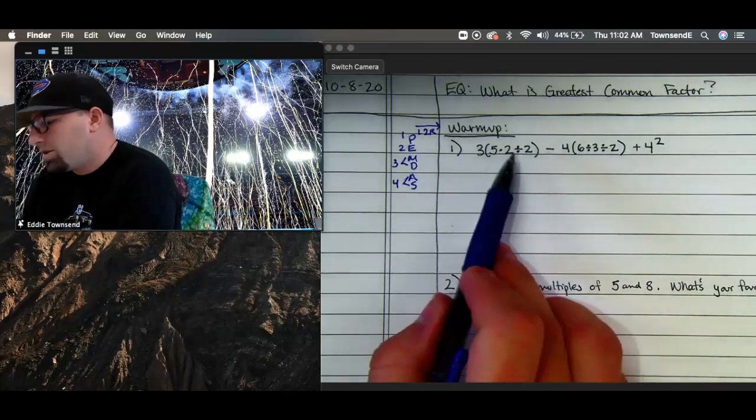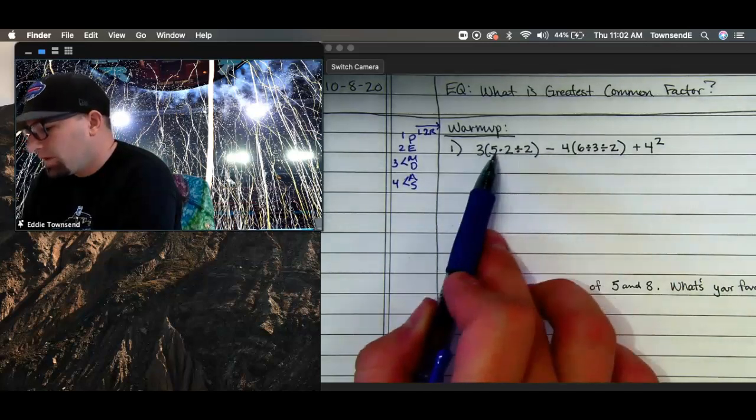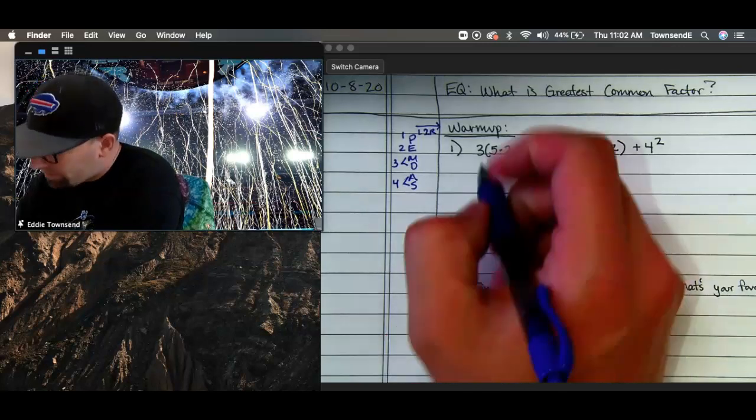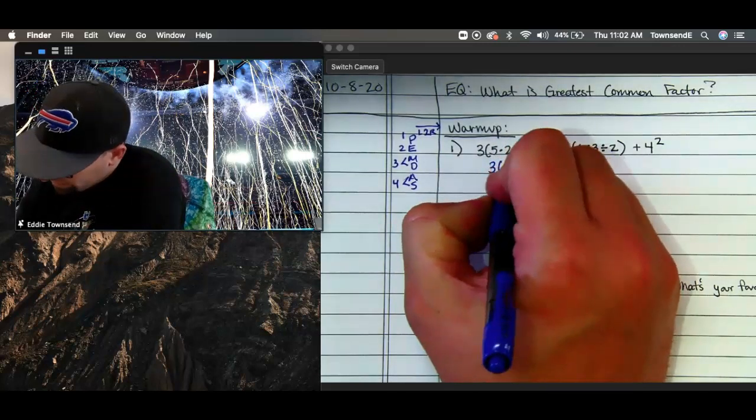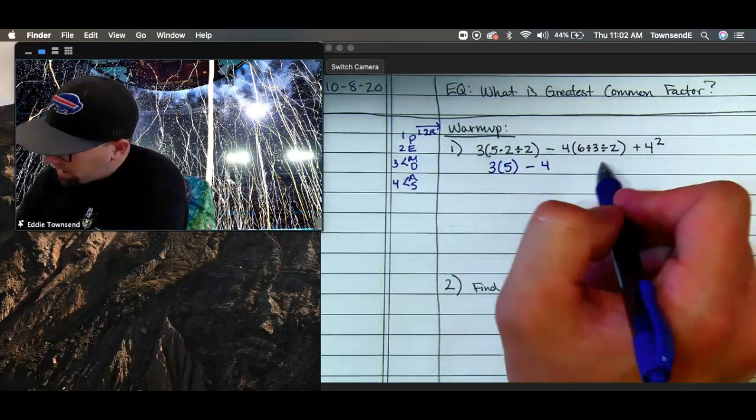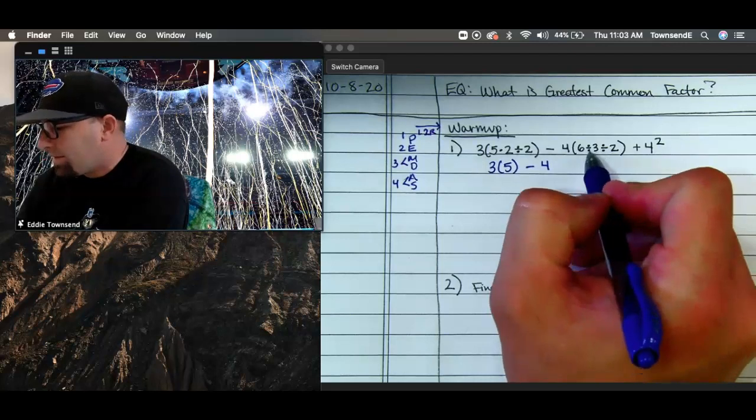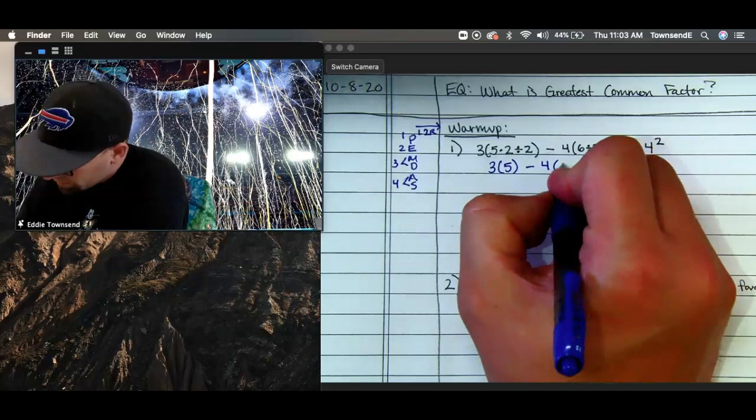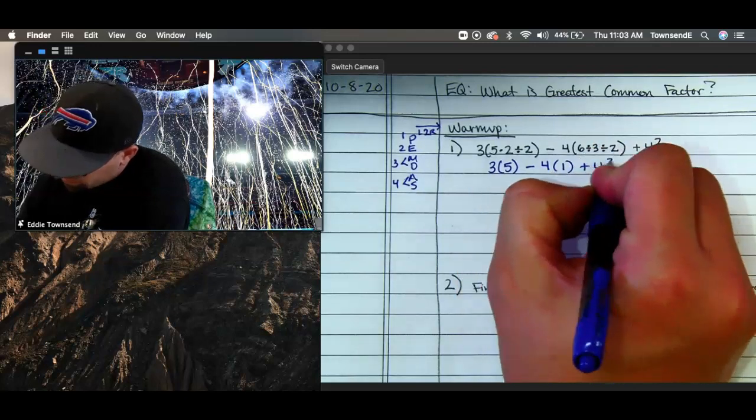enough room, so we're just going to do what's in this parentheses first. Go left to right. 5 times 2 is 10. 10 divided by 2 is 5. So we'd have 3 times 5 minus 4. And we're going to do what's in this parentheses. 6 divided by 3 is 2. 2 divided by 2 is 1. So 4 times 1 plus 4 squared.